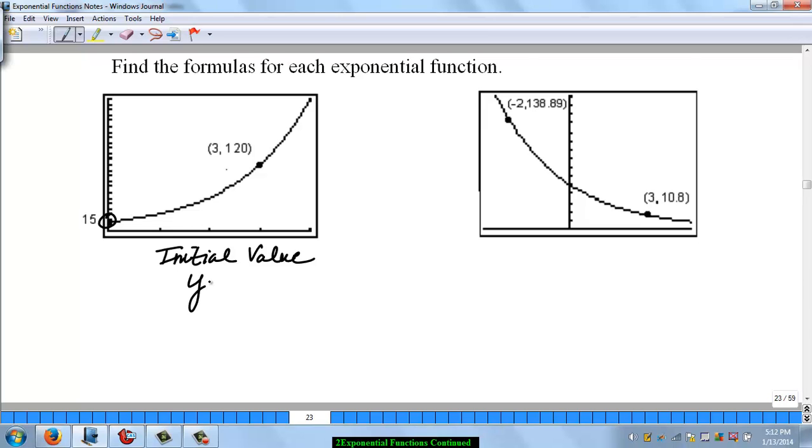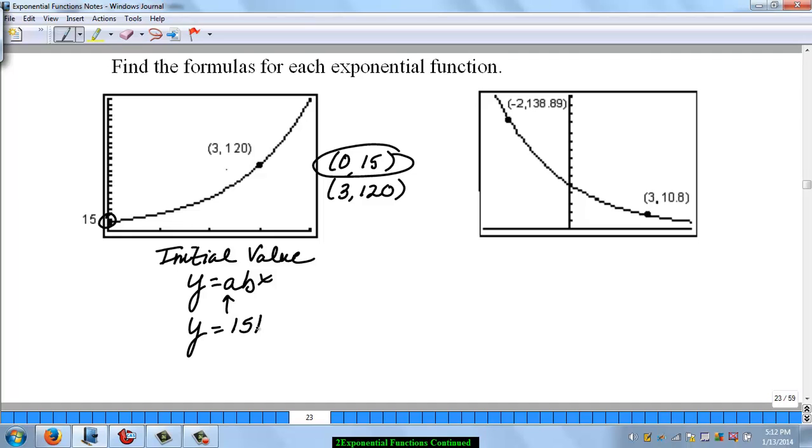So I'm writing y equals ab to the x. And let's stack and rack the points. So I have the point (0, 15), and I have the point (3, 120). Now again, this is cool because I have the initial value, so I can put the 15 right in for a. So I have y equals 15b to the x. Now we're going to plug in this other point because this one's the easier one. I have 120 equals 15b cubed.